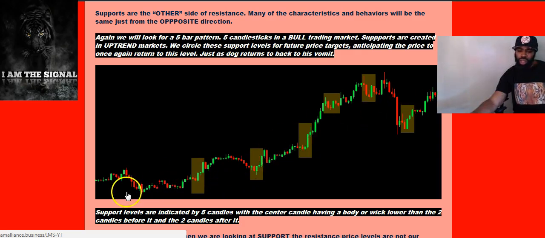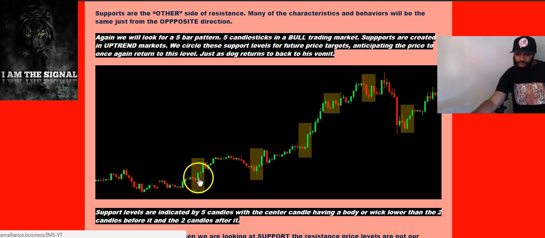We're looking for an uptrend. We're looking for the market to come from the bottom and go to the top of your screen horizontally, right? So that's what we're going to be looking for, and we will be looking for supports. So we're looking for a 5-bar pattern in uptrend markets at the bottom of the candlesticks.